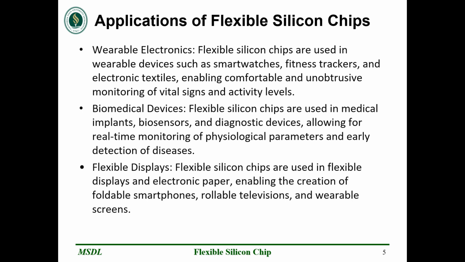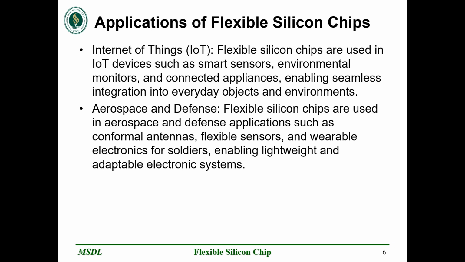The second application is biomedical devices. Flexible silicon chips are used in medical implants, biosensors, and diagnostic devices, allowing for real-time monitoring of physiological parameters and early detection of diseases. Flexible displays is the third application of flexible silicon chips. They are used in flexible displays and electronic paper, enabling the creation of foldable smartphones, rollable televisions, and wearable screens.